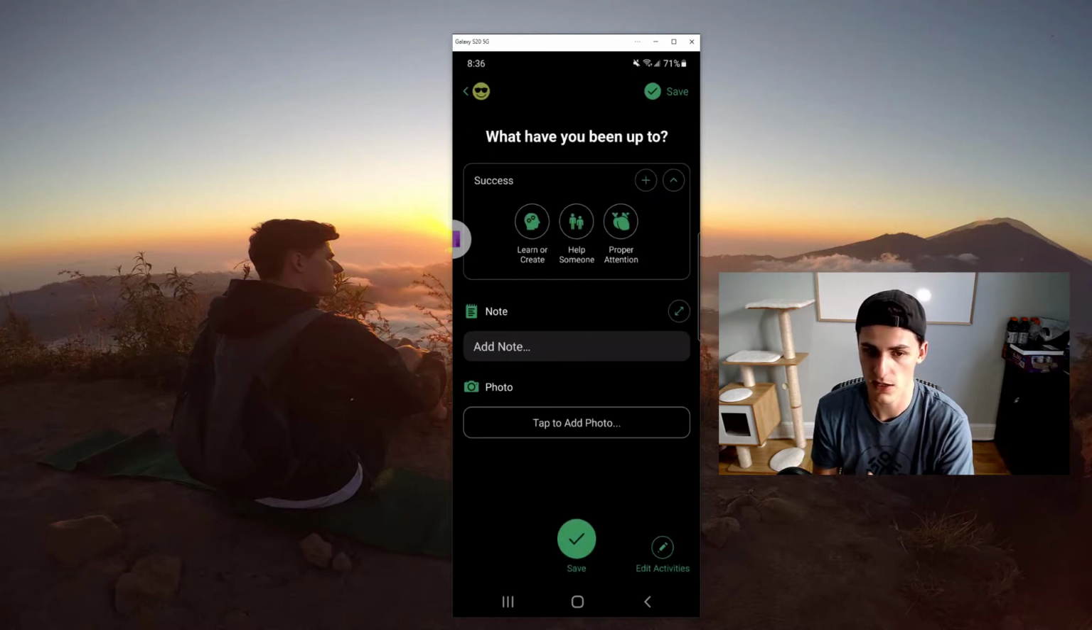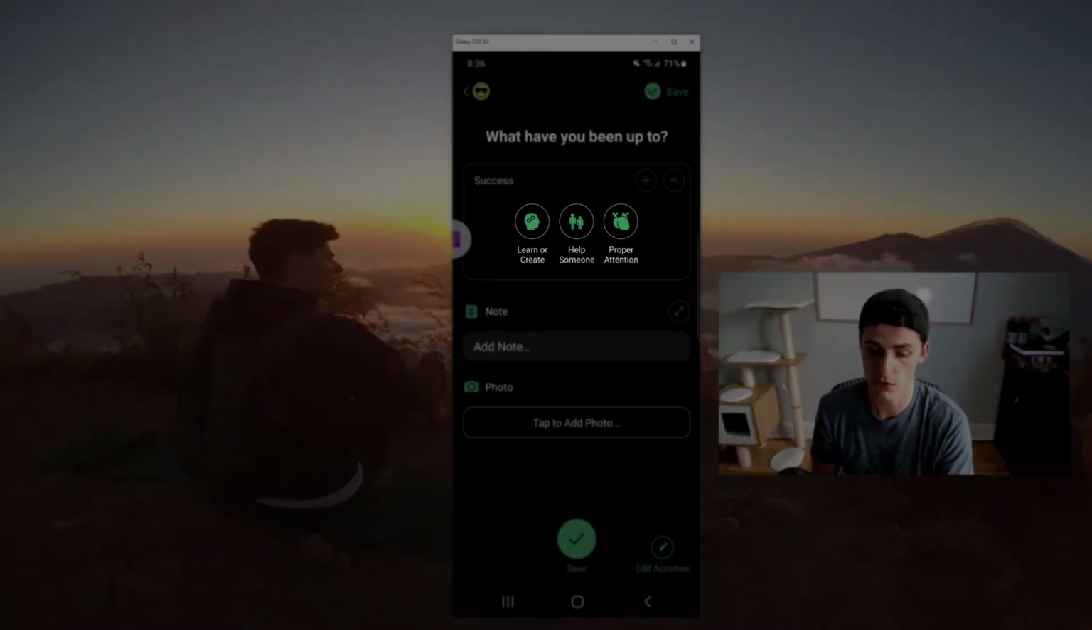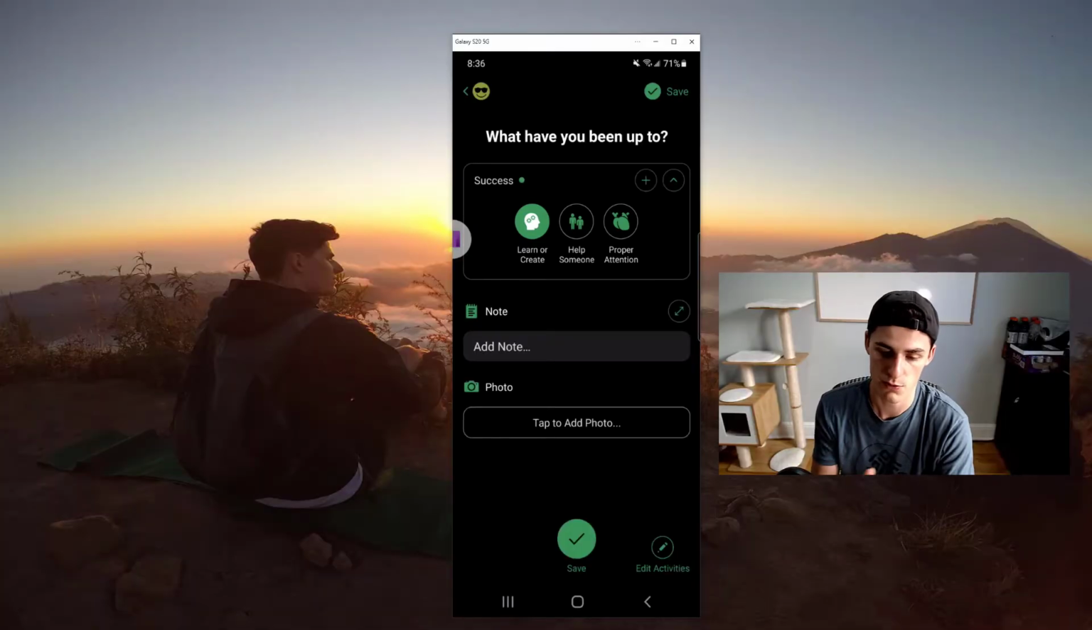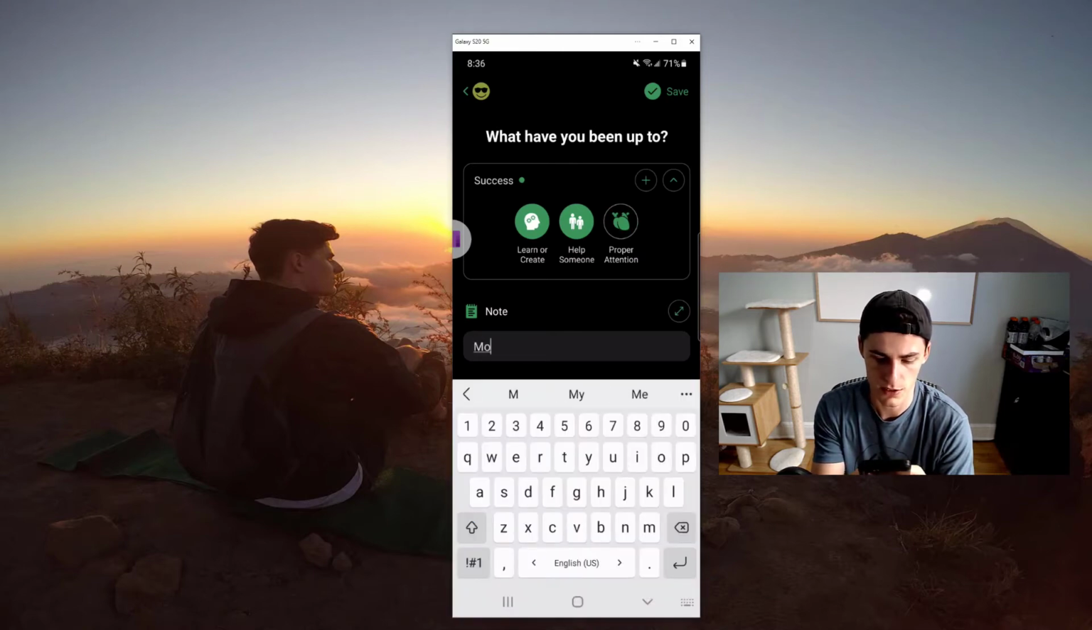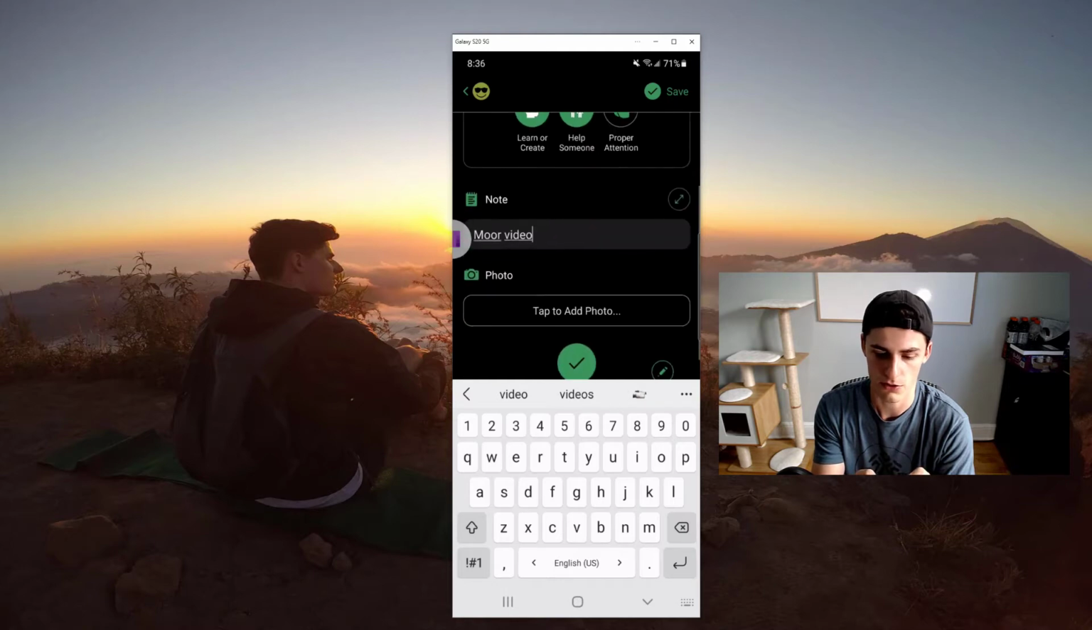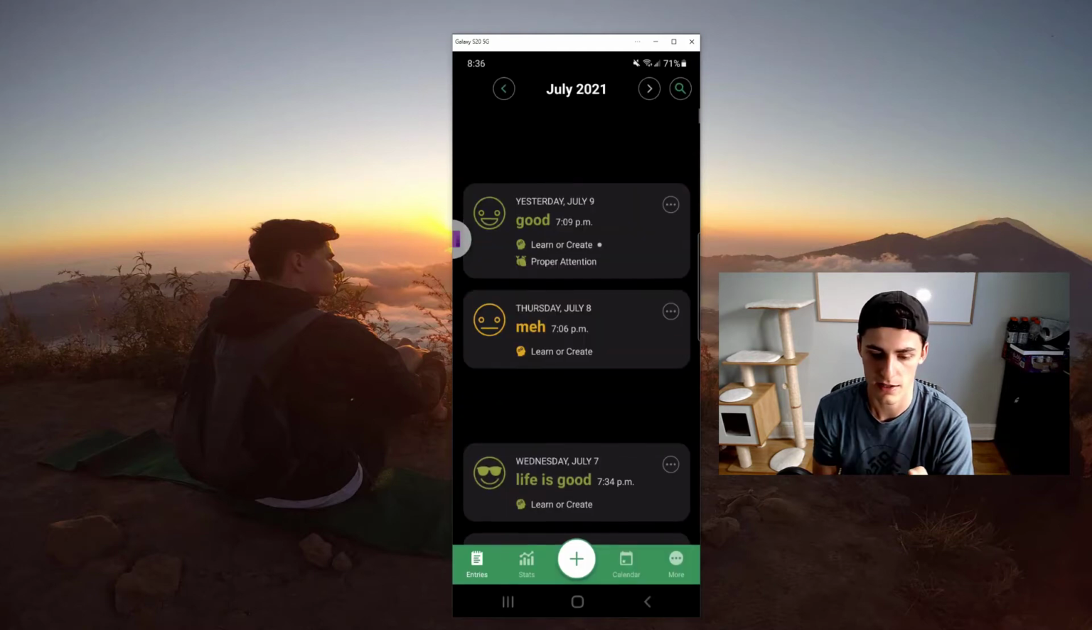Then I have the activities that I did today. I'm not tracking them right now, so that's why you only see the 3 questions that I ask myself every day. It's basically to define what I think is a successful day. And let's say today, did I learn or create? Well, yes, I'm doing that right now. Did I help someone? Probably will today at some point. Have I paid proper attention to life and the mystery? Maybe not, right? So then I won't put that. If I put a note, I'll write mood video. I can also take a picture to add, and then I tap save.